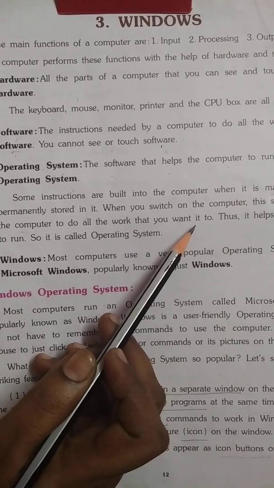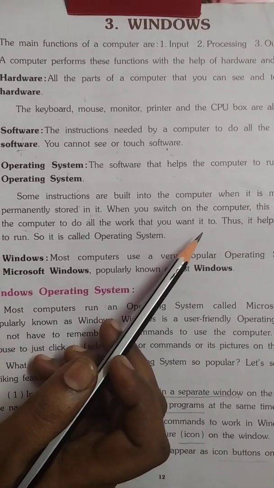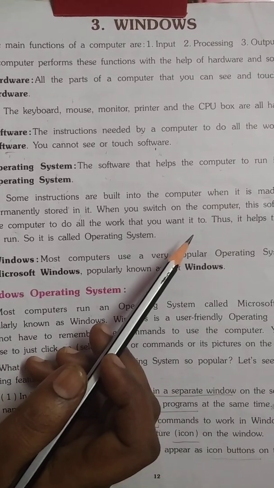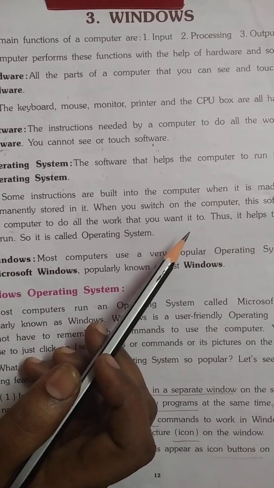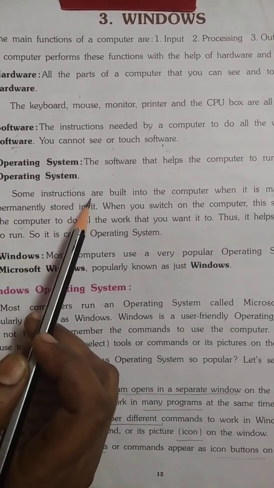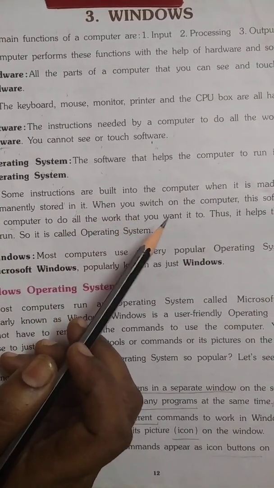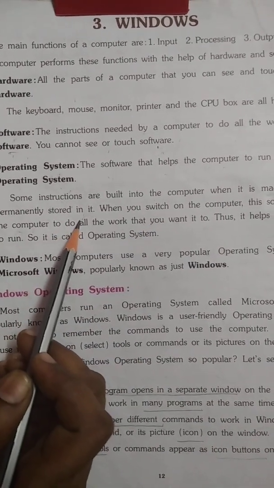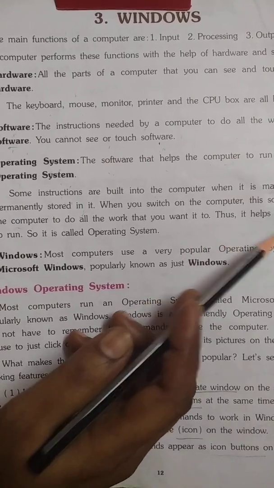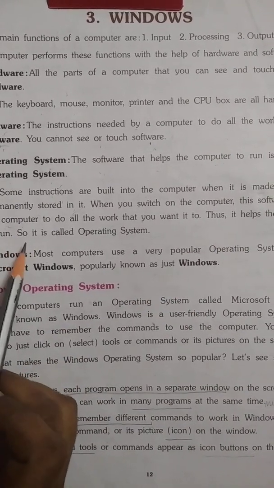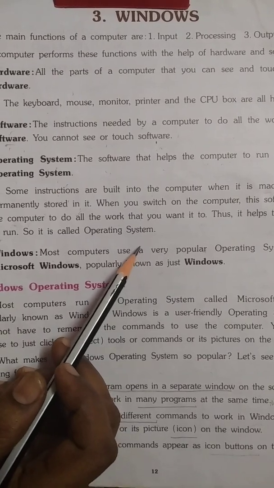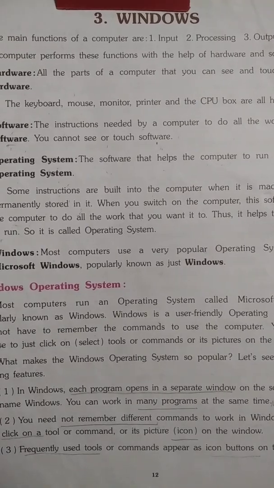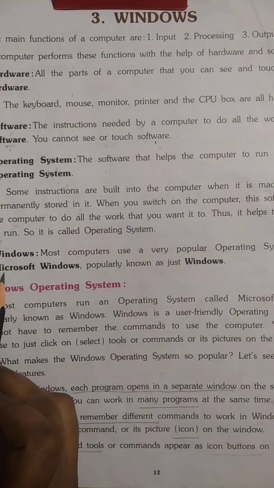Have you noticed that when you start the computer, some typing work appears and then scrolls fast? All these instructions are built into the computer when it is made, and stored in it permanently. Thus it helps the computer to run, so it is called the operating system. So that part is called what? Operating system.